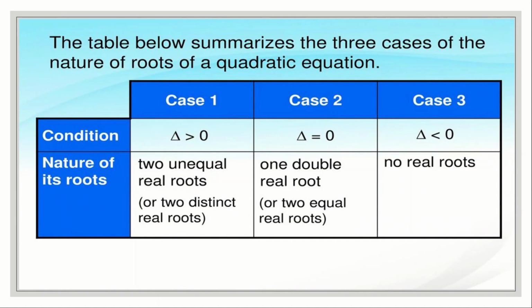The table below summarizes the three cases of the nature of the roots of a quadratic equation. Case 1 is the condition and next is the nature of the roots. If delta is greater than 0, then it is two unequal real roots or two distinct real roots. If delta is equal to 0, then it is one double real root or two equal real roots. Case 3, when delta is less than 0, it is said to be no real roots. So these are the conditions and cases for the nature of the roots. Hope you understood this. According to this, we have to solve the questions.